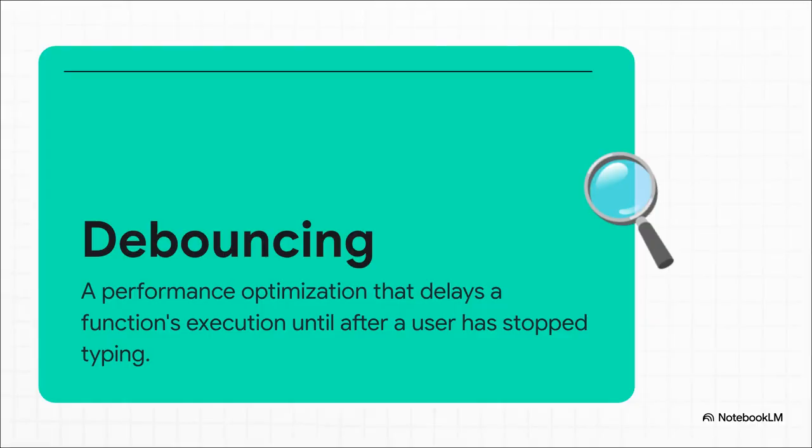Okay, but wait a minute. What if someone types like a maniac? Firing a database query for every single letter would be a total disaster for your backend. That's where this neat little trick called debouncing comes in. It's a simple but crucial idea. We just wait for the user to pause their typing for a brief moment before we actually send the request. This saves your server from getting hammered and keeps the UI feeling super snappy.